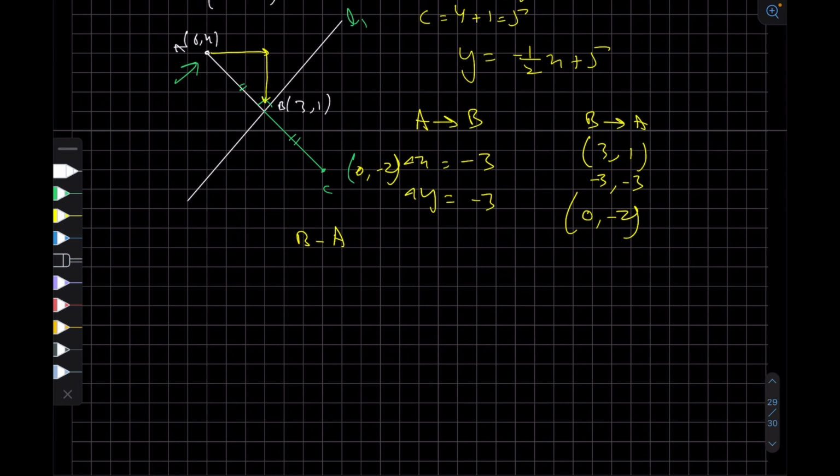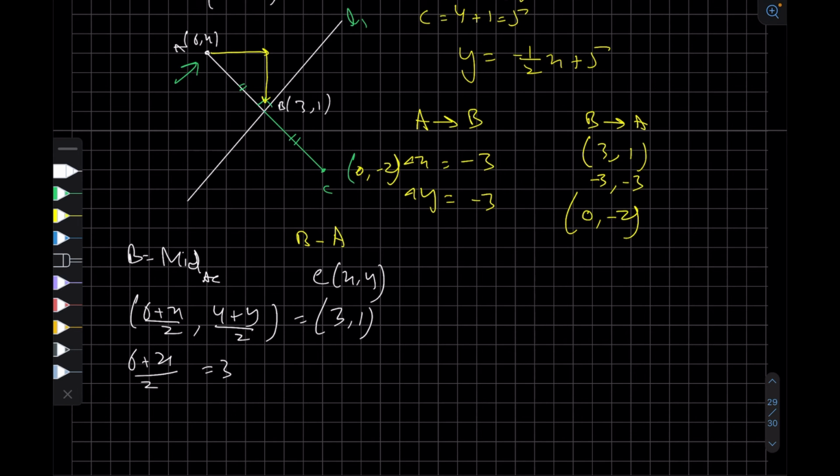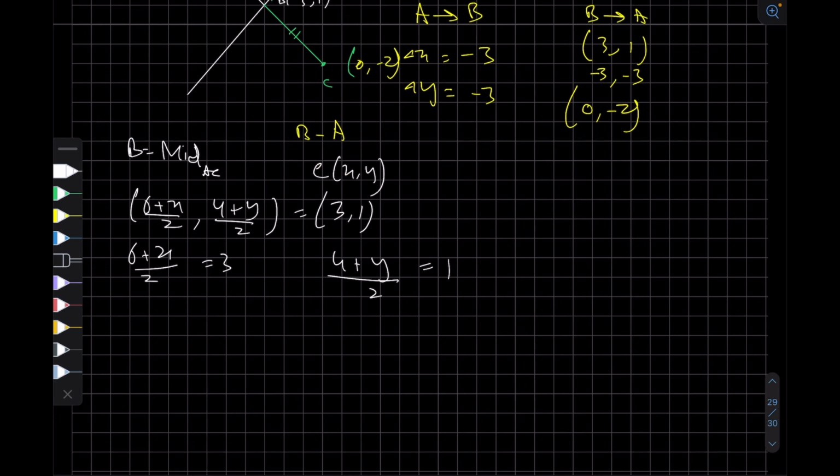Another way would be to treat B as a midpoint. So B is the midpoint of A and C. Let's say C is some (x, y). So (6 plus x) over 2, (4 plus y) over 2 should equal (3, 1). So (6 plus x) over 2 should equal 3, and (4 plus y) over 2 should equal 1. x will turn out to be 0, y will turn out to be -2, and we get the same answer back.